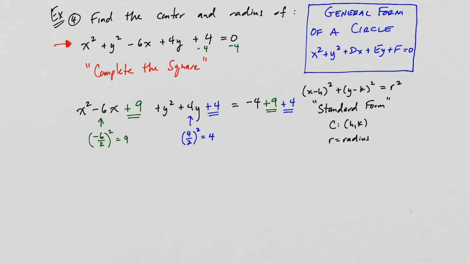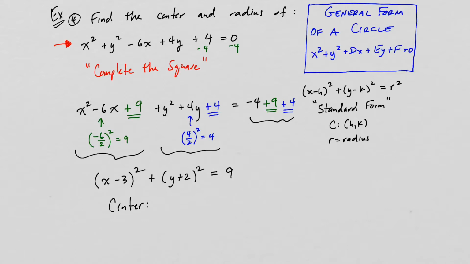Now what we can do is factor the x's. So that's going to turn into x minus 3 times x minus 3, so that's x minus 3 quantity squared. We can factor the y's. So that's going to be y plus 2 times y plus 2, which is y plus 2 quantity squared. And then on the other side, if you simplify that, you get 9. And so now we can easily see the center of the circle is at positive 3, negative 2, and the radius of the circle is 3.